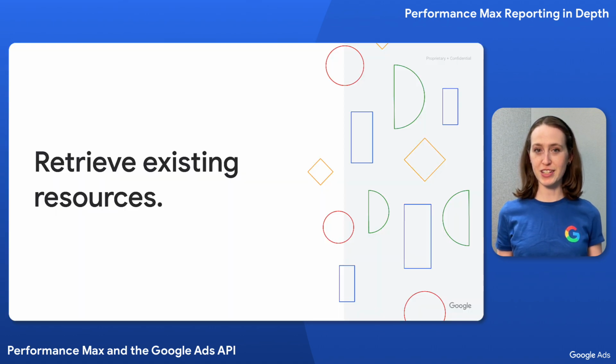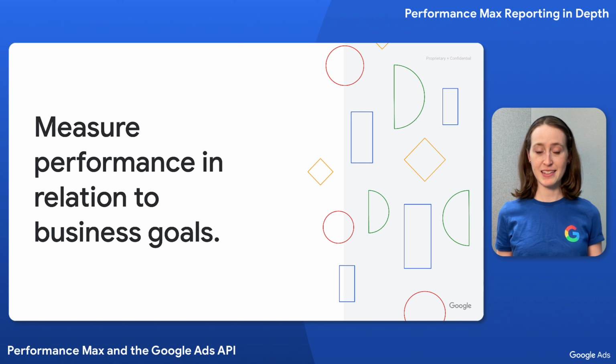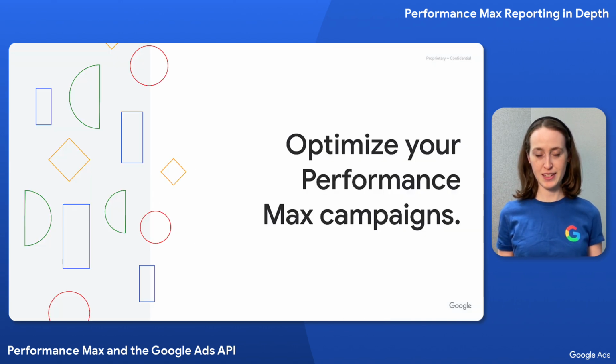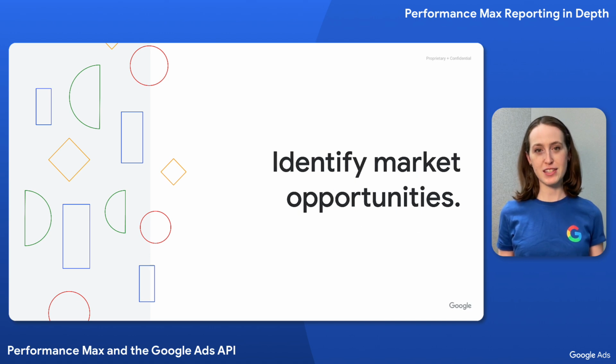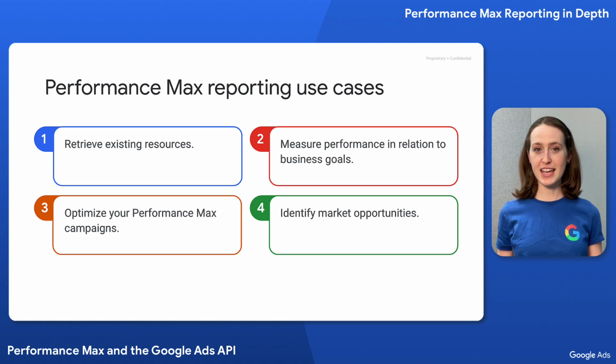First is to retrieve existing resources. Second is to measure performance in relation to your business goals. Third is to optimize your campaigns. And fourth is to identify market opportunities. These use cases are generally true of reporting in the API, but there are some Performance Max specific ways of accomplishing each, which we'll dive into here.